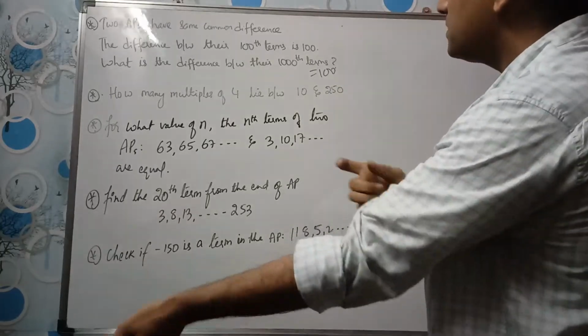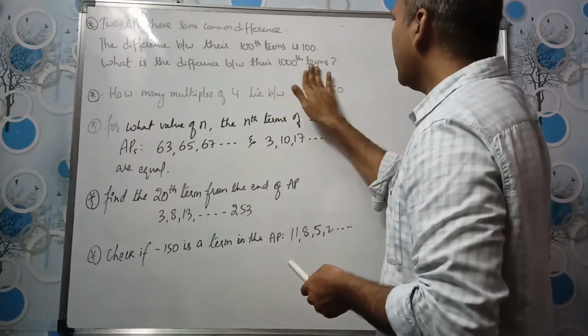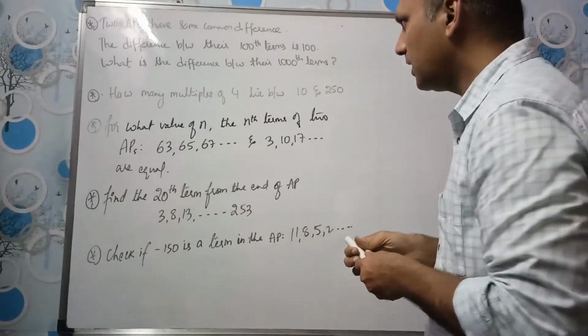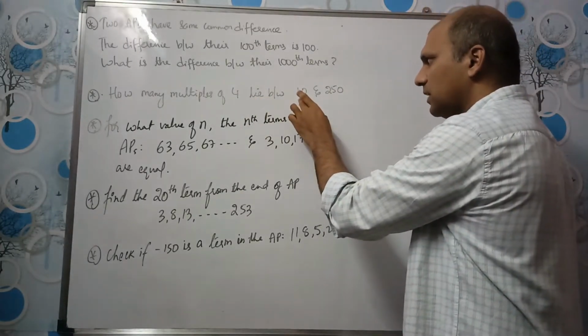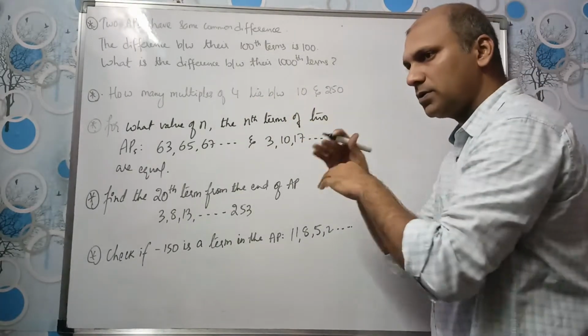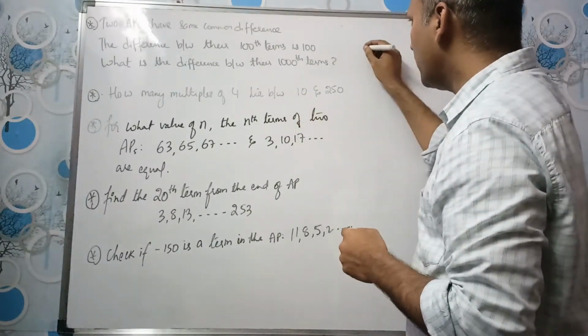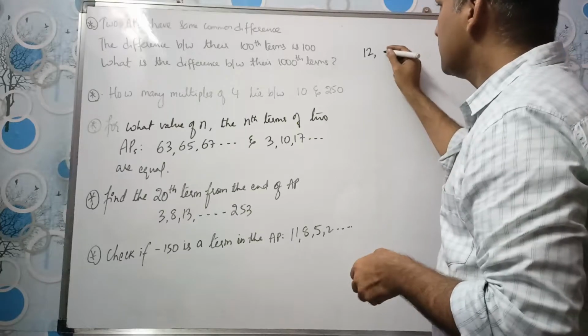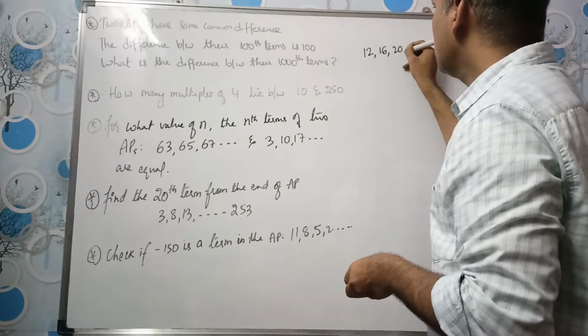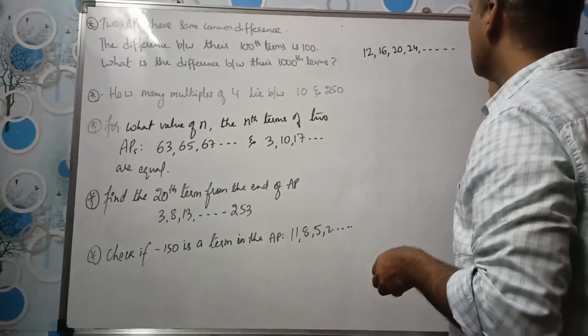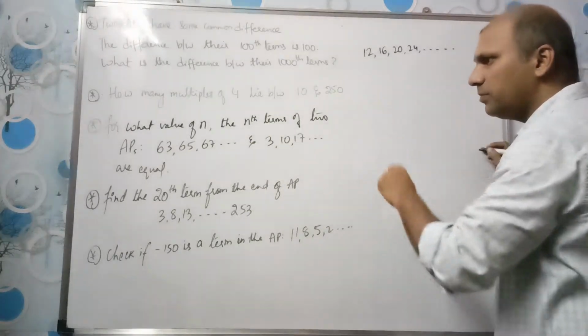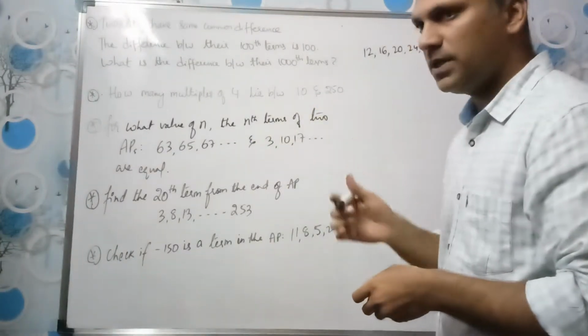How many multiples of 4 lie between 10 and 250? Okay, multiples of 4. See, 10 is not a multiple of 4, so which next number is the multiple of 4 after 10? 12. Okay, 12, 16, 20, 24 and so on, and the last number will not be 250 because 250 is not a multiple of 4.